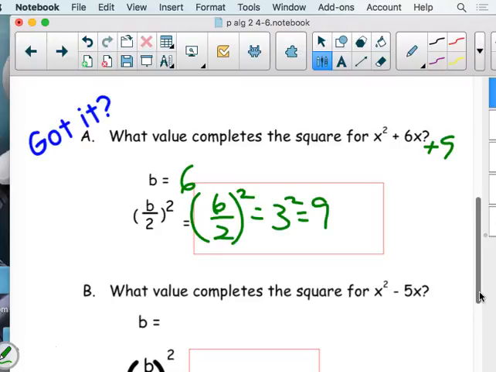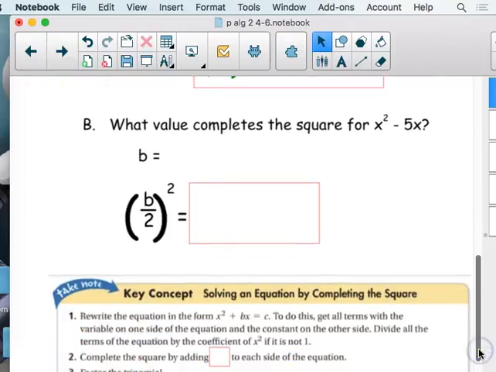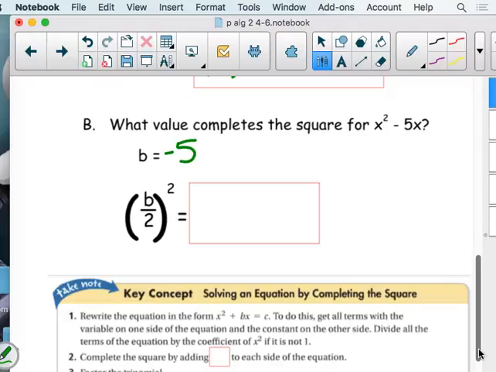Now, those were very, very nice because our b values were always even, which means they all divide by 2 very nicely. What happens if they don't divide by 2 very nicely? Well, it's a little bit of fraction work. It's not a lot. So what's our b in this one? Yeah, see, there's the problem right there. Negative 5 divided by 2 is just going to be negative 5 divided by 2. That's not a big deal.